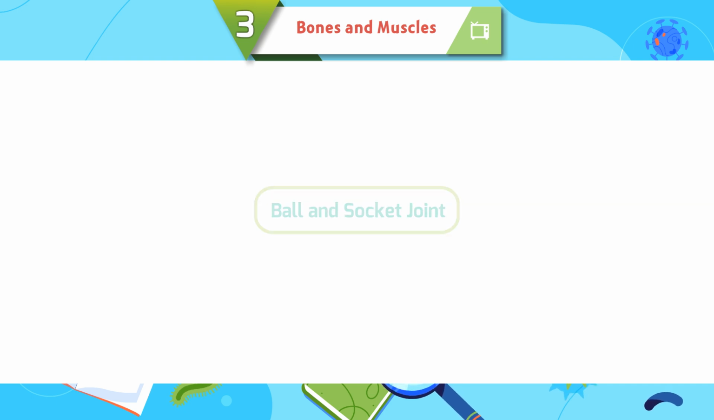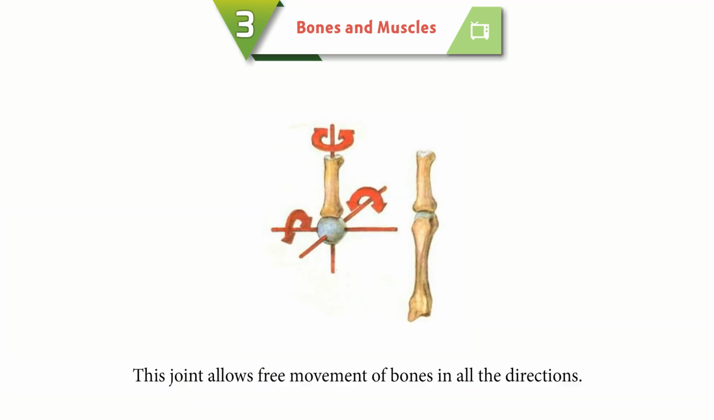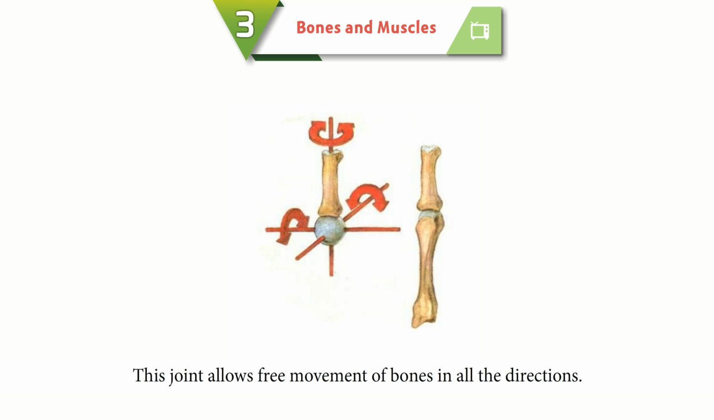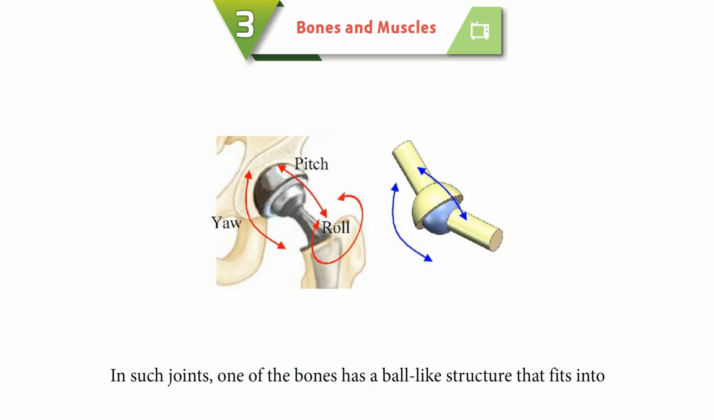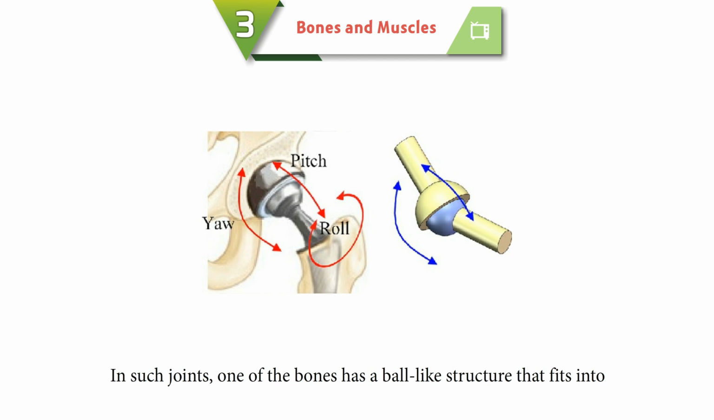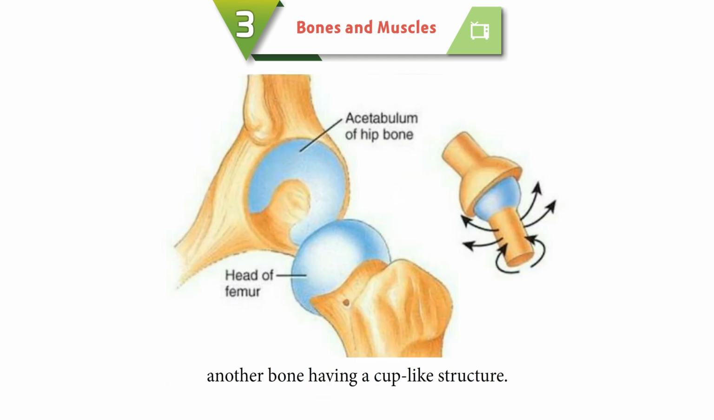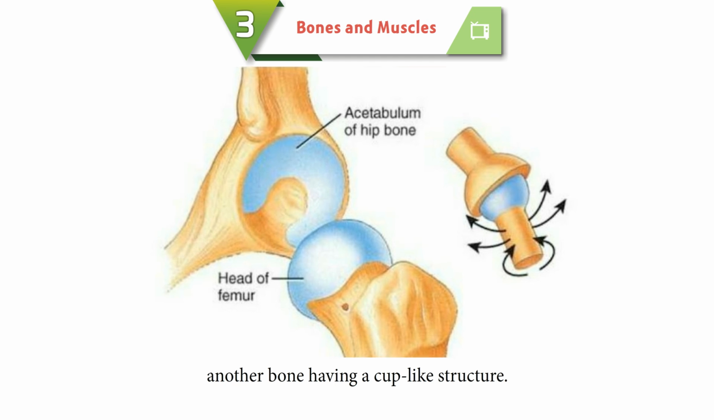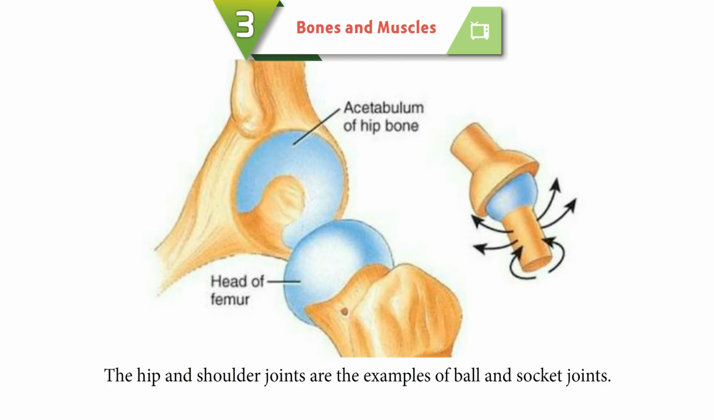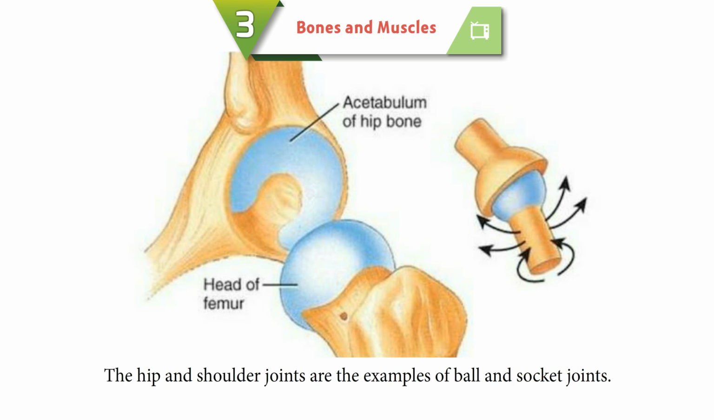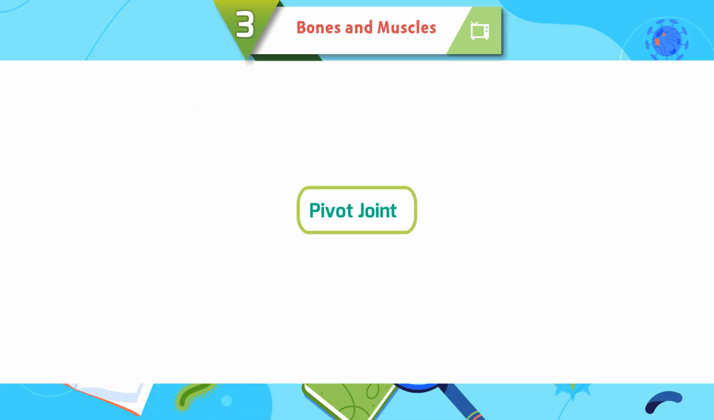Ball and socket joint. This joint allows free movement of bones in all the directions. In such joints, one of the bones has a ball-like structure that fits into another bone having a cup-like structure. The hip and shoulder joints are the examples of ball and socket joints.